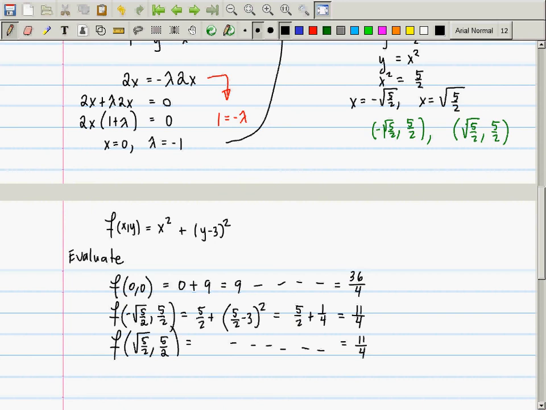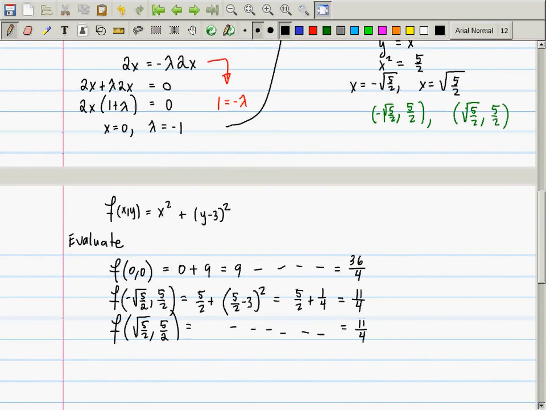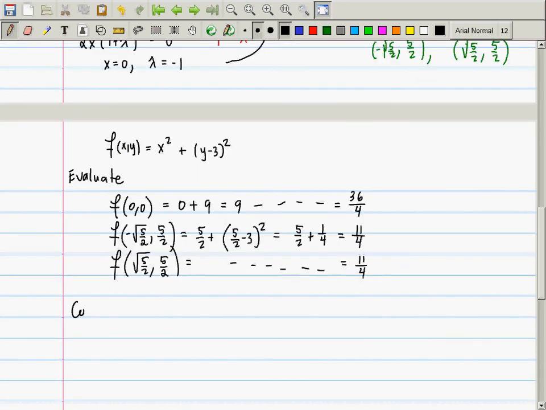So what is it that we were trying to do? Find a minimum. Of these three numbers, which one is the smallest? The last two, right? And they're the same distance. So the conclusion is that the minimum distance is 11/4, and it occurs at plus or minus the square root of 5/2.